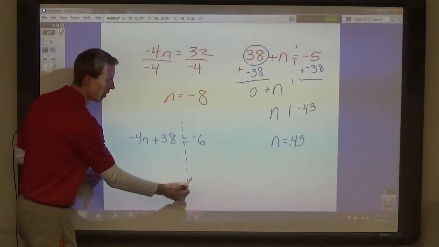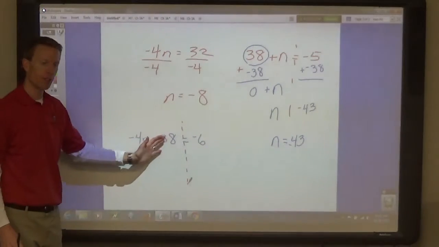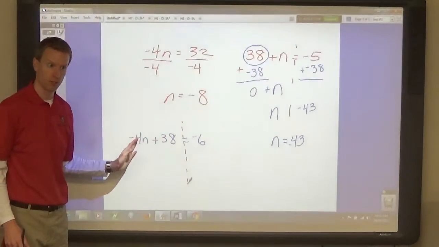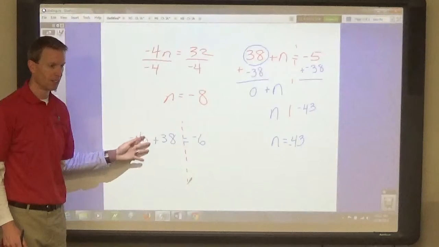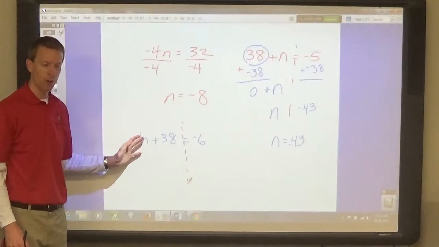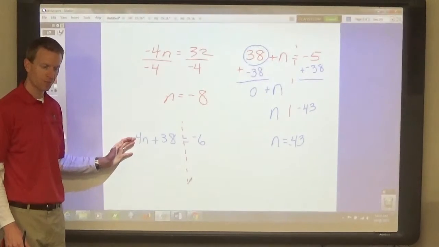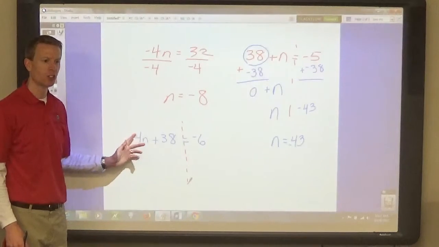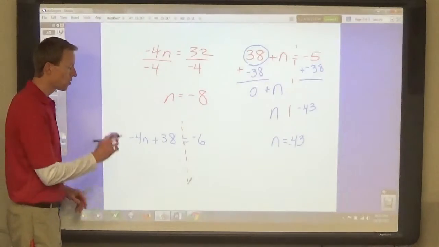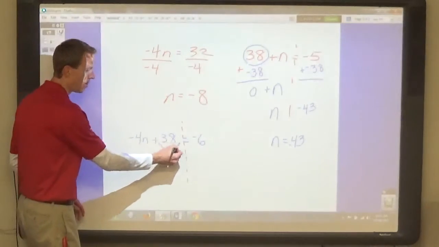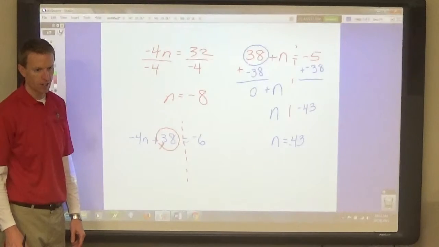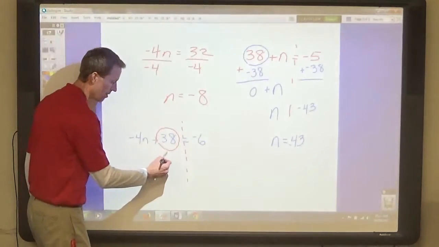What about PEMDAS? Wait. Start on the side with the variable. We're not, PEMDAS is for when it's all numbers. There's no variables in PEMDAS. Not yet anyway, that's not what we're doing. That's not what we're doing, guys. We are solving this equation. First thing, we have to get rid of the number. So that's where we have to start. That's the first step, is to add something to both sides. Negative 38. Again, add the same number.